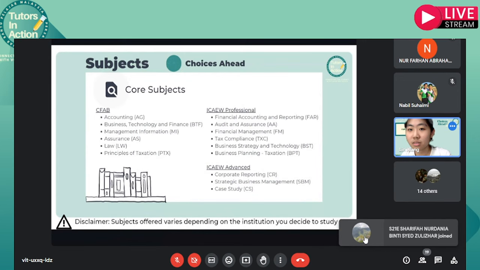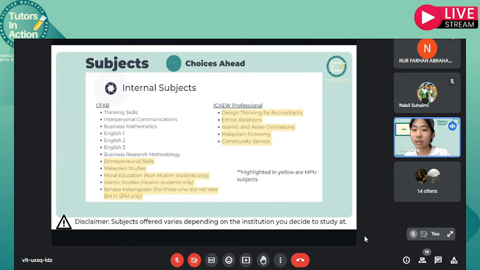Next slide, please. Okay, so internal subjects. The ones highlighted in yellow are MPU subjects. MPU subjects are basically the subjects that the Malaysian education system wants you to learn. Then the ones that are not highlighted are the ones that Sunway Test wants us to learn. These are lighter subjects, and they are more based on coursework. Okay, next slide, please.